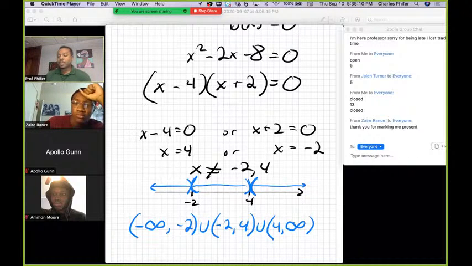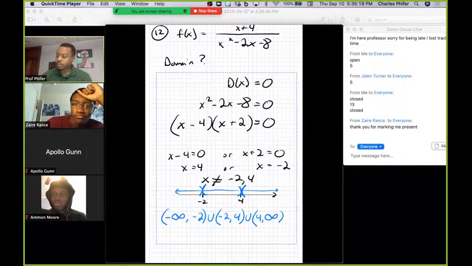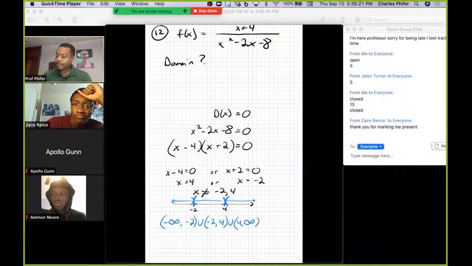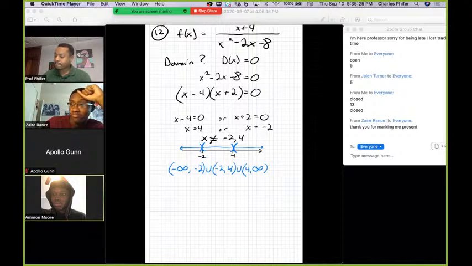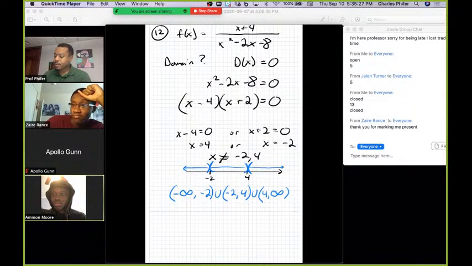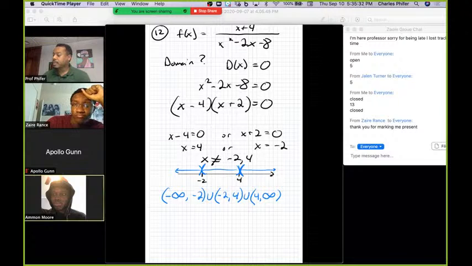What does a parenthesis mean versus a square bracket? What's the difference between those? One means that you're including the number, and the other means that it's not included. So which is which? The parenthesis is when you're not including the number, and the bracket is when you are including the number. That's exactly what it means.